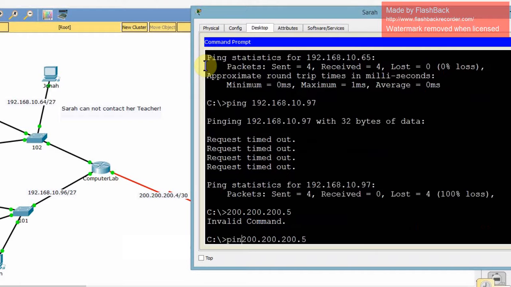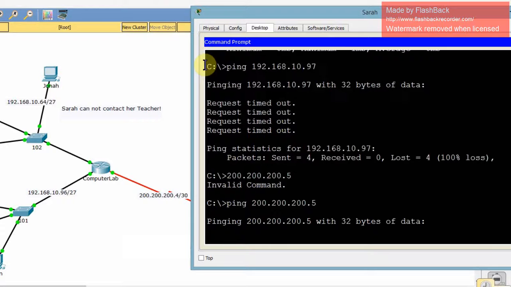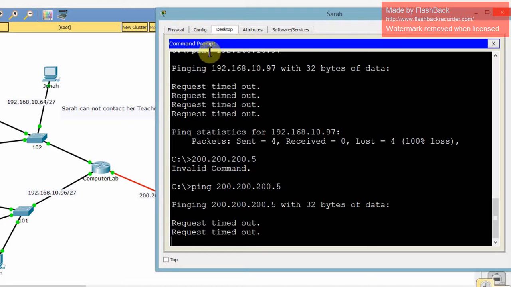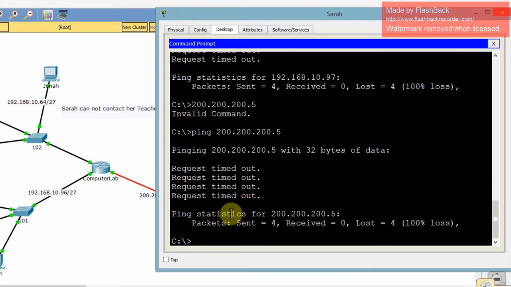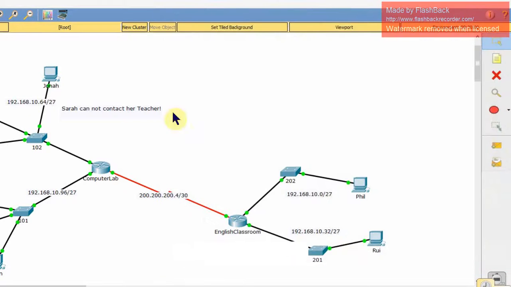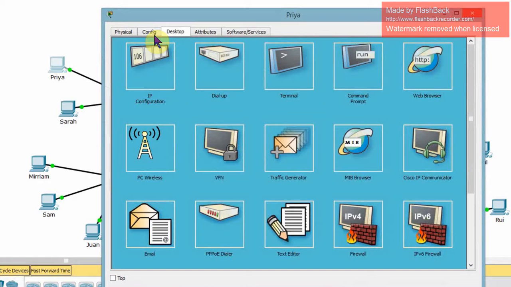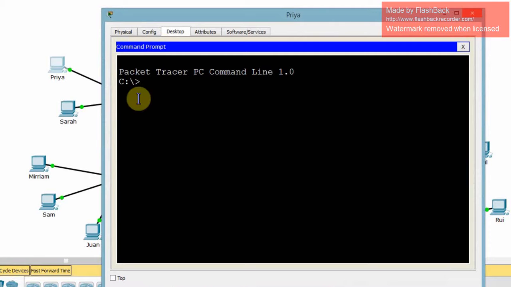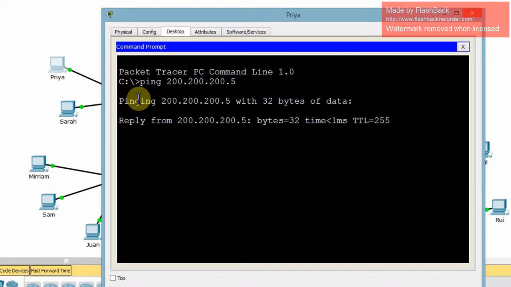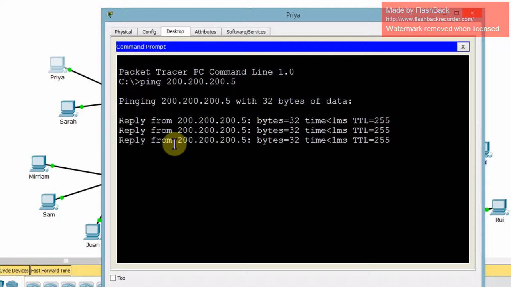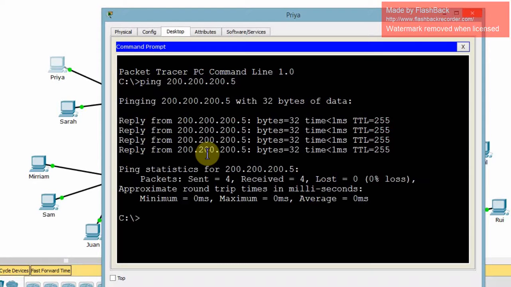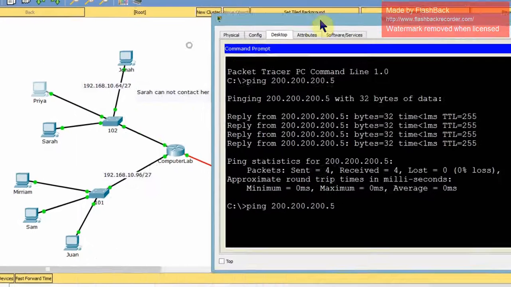Remember to actually include the ping command, y'all. Now, okay. She can't ping the router, so let's see. We'll go ahead and try Priya. Let's see, ping. And she can ping it. Oh! Weird, I got a reply. Okay. Let's see if she can ping the teacher.